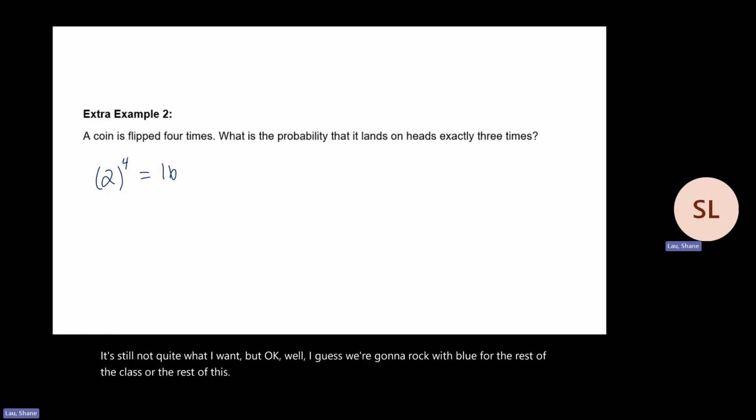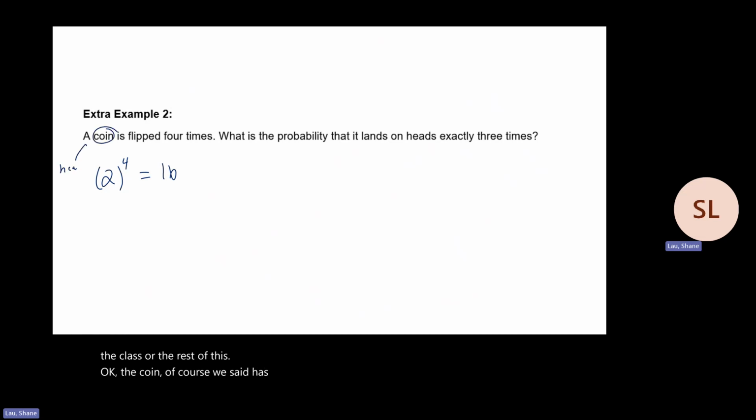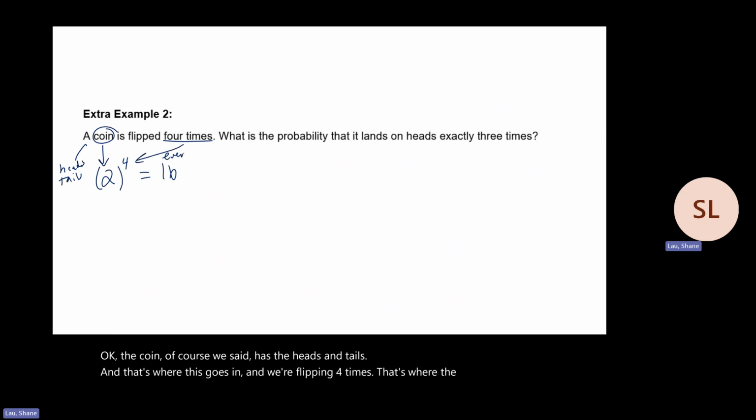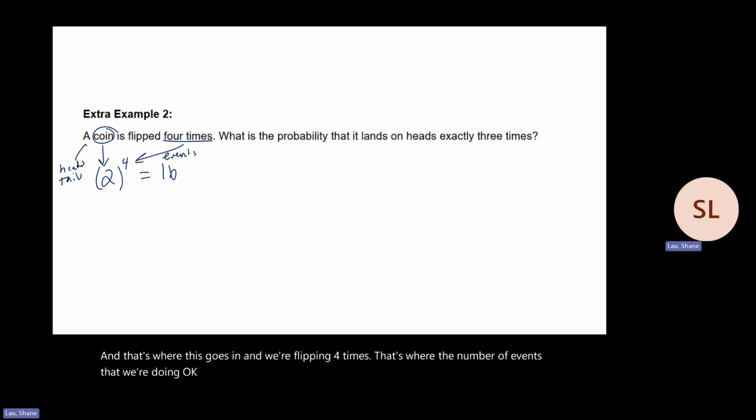Okay. Well, the coin, of course, we said has the heads and tails. And that's where this goes in. And we're flipping 4 times. That's the number of events that we're doing. Okay, just to clarify. What is the probability that it lands on heads exactly 3 times? Well, 16 is the total.